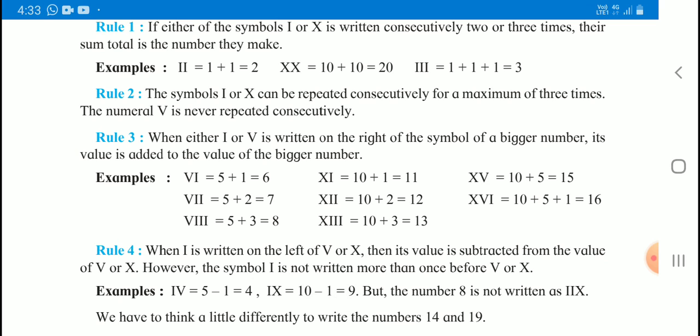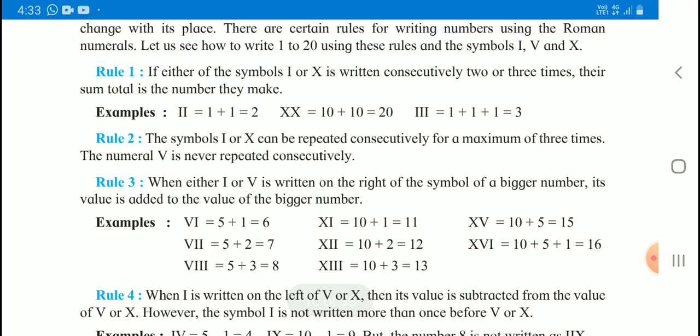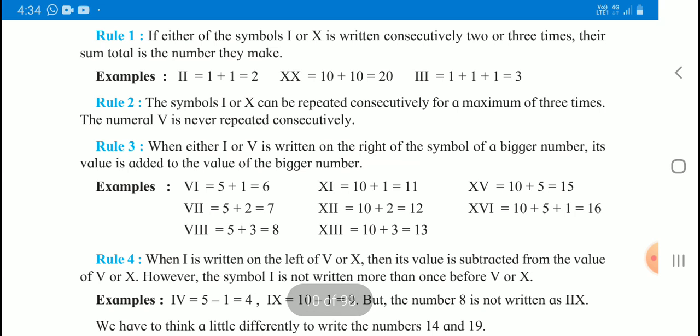Now, if you see the second example, then they have given there the number 20. Now, 20 is equal to 10 plus 10. So, we have to use X two times. So 20 in Roman numerals is written as double X or XX. Now next to that they have given the example of 3. 3 means 1 plus 1 plus 1. Now we can write this number as III. Do you understand this, students? Means we are using I or X 2 or 3 times.